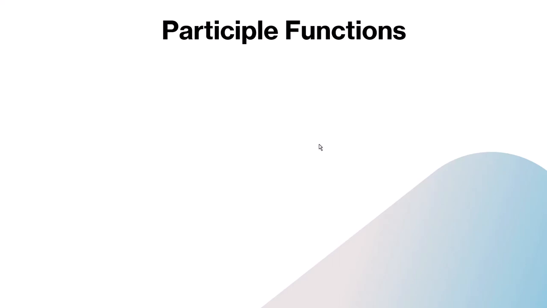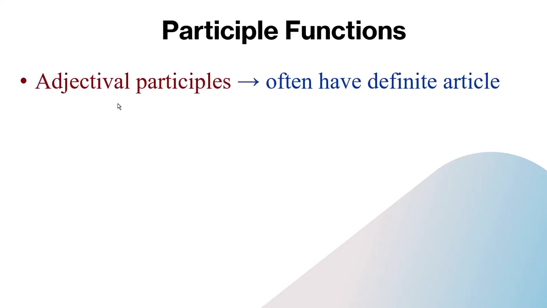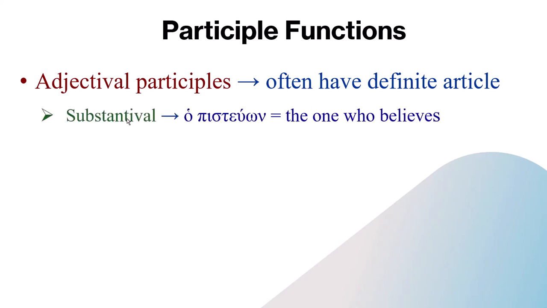So the participle functions, we have adjectival participles, and these often have definite articles, although not always. And under adjectival participles, we have substantival, and here's an example, ho pisteuōn, the one who believes. And so you see the definite article, and then pisteuōn comes from pisteuō, which means to believe, and this is actually a substantive here, and it is referring to one who believes.